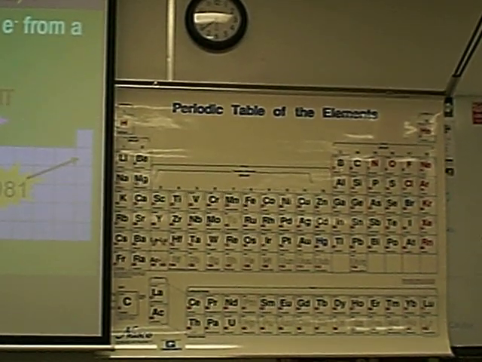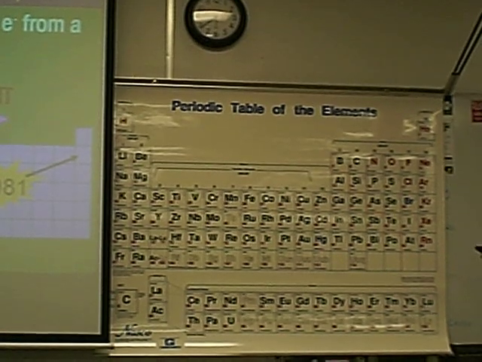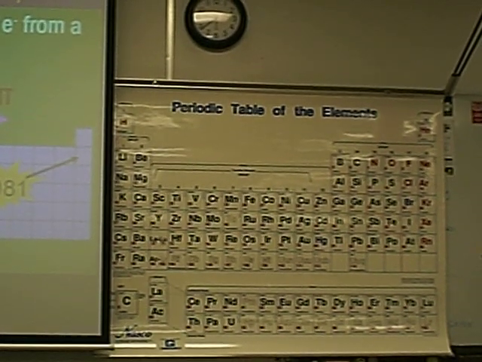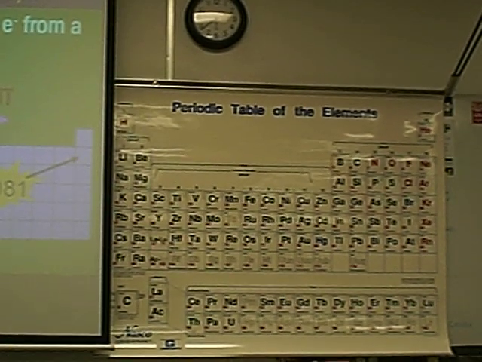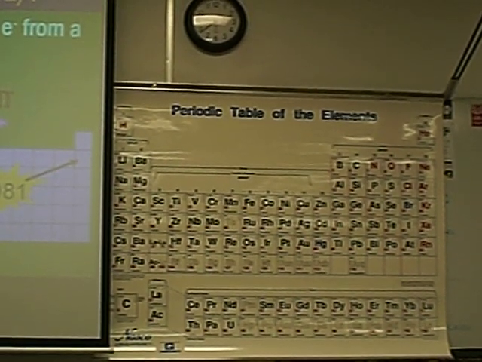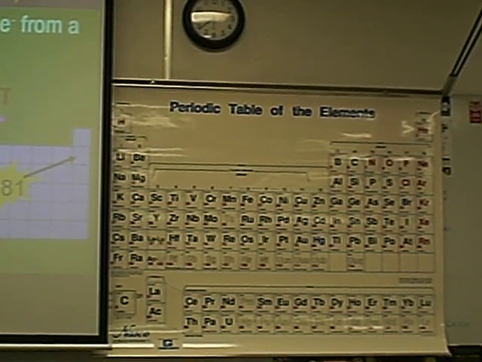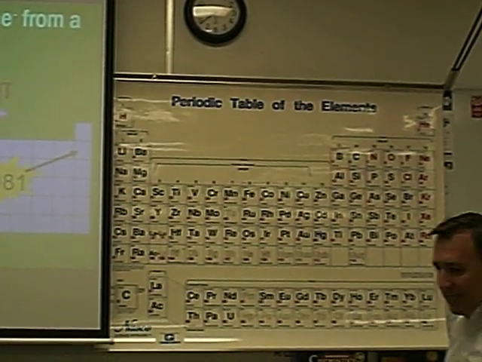Everything on the zigzag line are metalloids. So boron, silicon, germanium, arsenic, antimony, tellurium, and astatine, all those are metalloids. Everything to the right of the zigzag line is a non-metal. So that takes us through number 10.